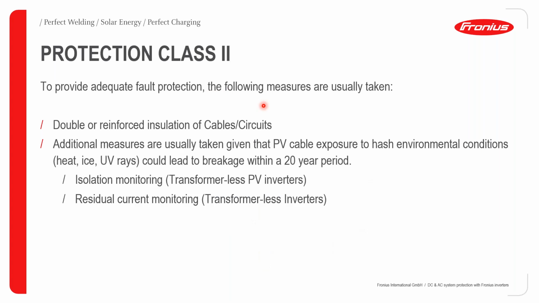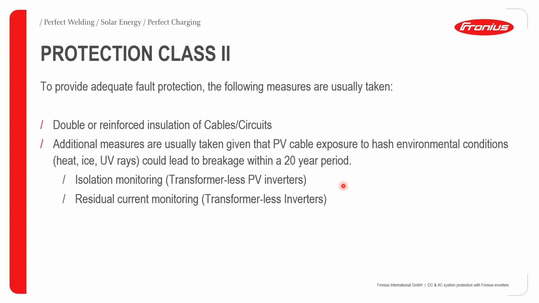When it comes to protection class number 2, this should also be able to provide adequate fault protection, usually having taken the following measures. You'd have double or reinforced insulation of cables or circuits. Additional measures would also be taken so that the PV cables that are normally exposed to harsh environmental conditions, which would include heat, ice, or UV rays, are kept in good operational condition for the expected duration of the PV system, which normally is anywhere between 20 to 30 years.